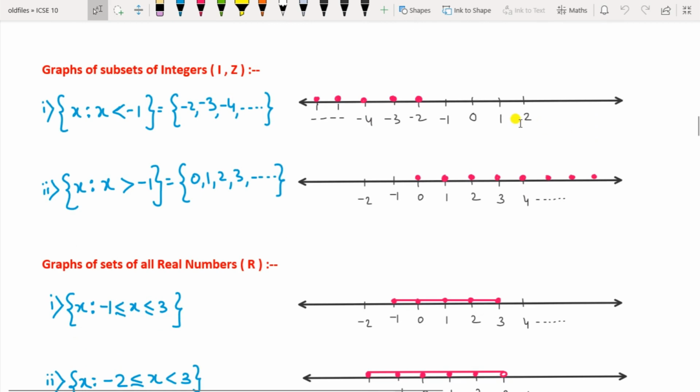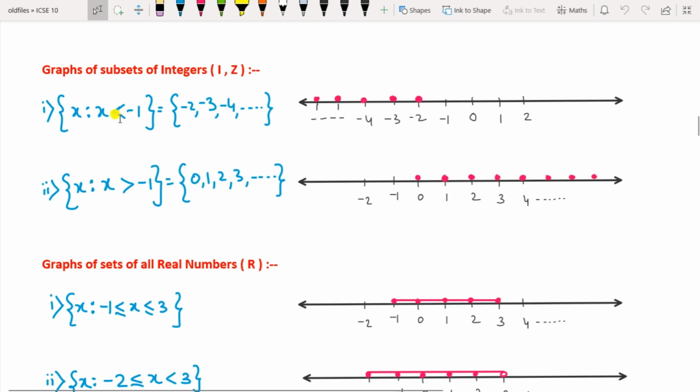Graph of a subset of integers, I or Z. If the replacement set is I or Z and your solution set is x less than -1. In negative numbers, you know very well that the greater number will have the lesser value. So -4 is less than -3, -3 is less than -2, and so on.